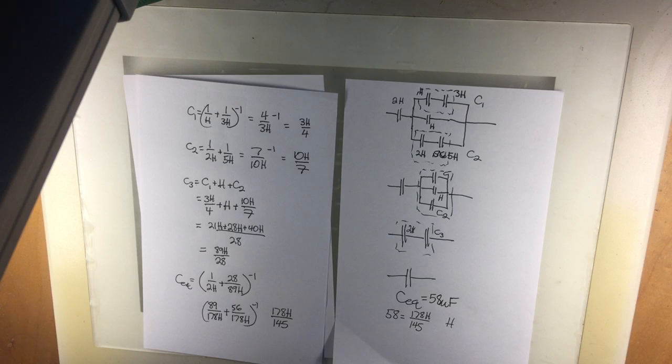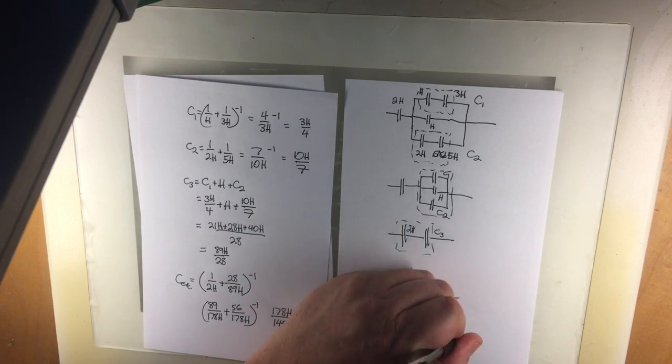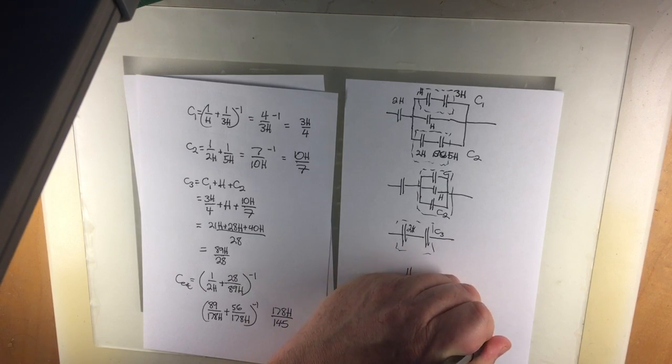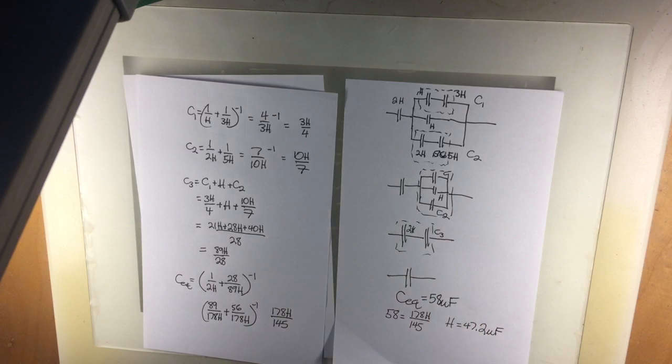145 times 58 divided by 178 is, oh, I was being mean, 47.2 microfarads. And that was the answer.